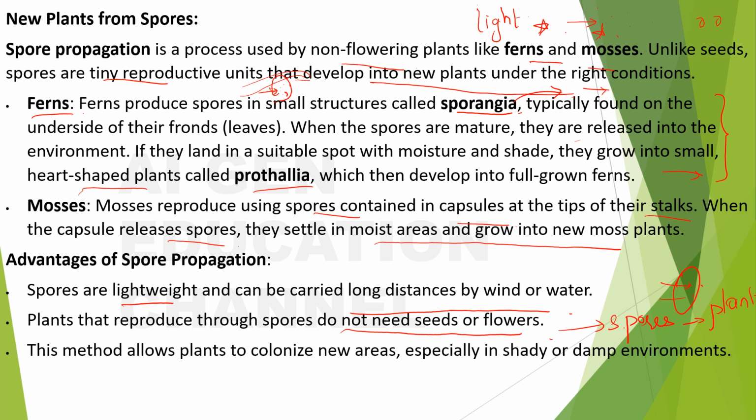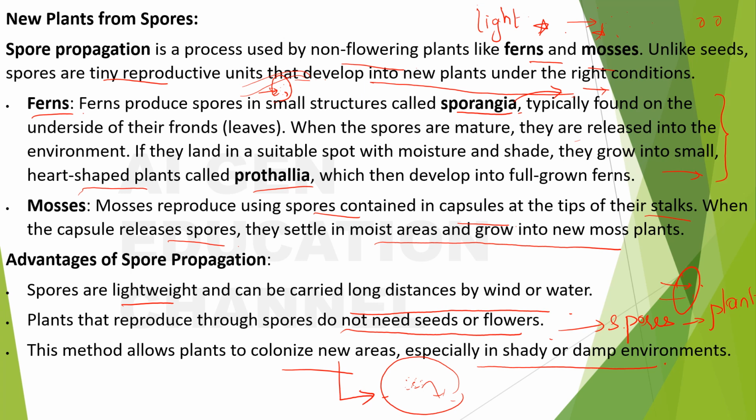Next, this method allows plants to colonize new areas, especially in shady or damp environments. This is so important. See, seeds will be fewer in number, right? But the spores are so tiny that many can end up in the area at the same time, and so they can colonize. It means that they can occupy the space around. In shady or damp environments, they can happily develop so many new plants in that area. It means they can occupy the full land.